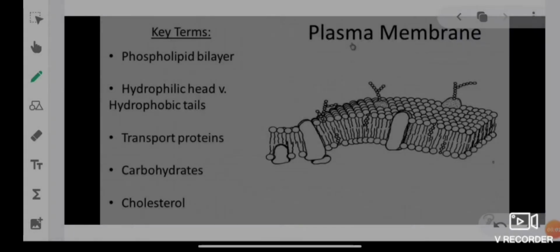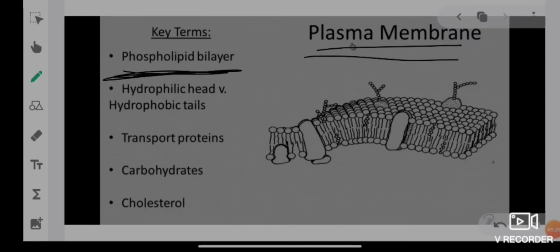So today's first topic is plasma membrane. Plasma membrane, or we can say cell membrane. Plasma membrane is a main component, main structure of any cell, present in each and every cell in an organism. It means it will be present in every organism, whether it is a plant cell or an animal cell.